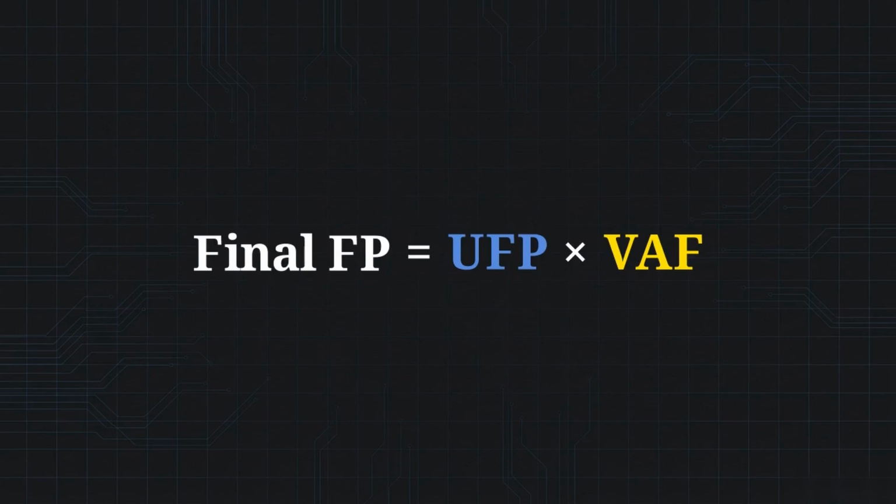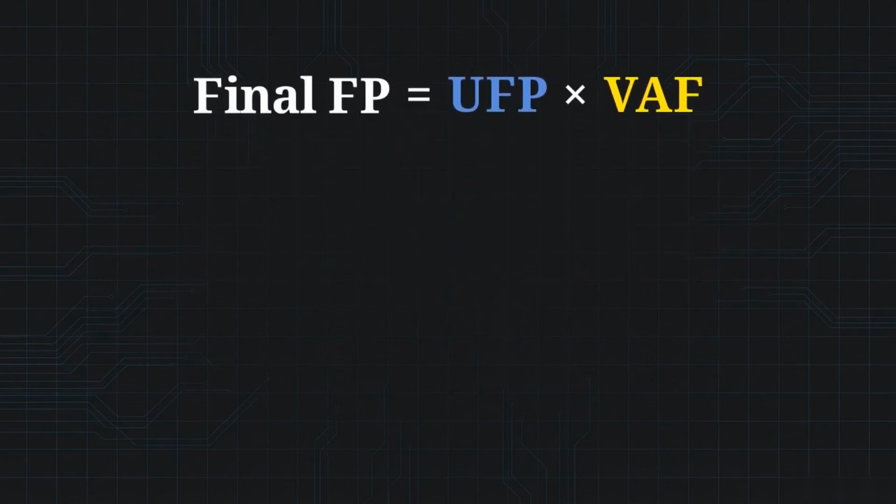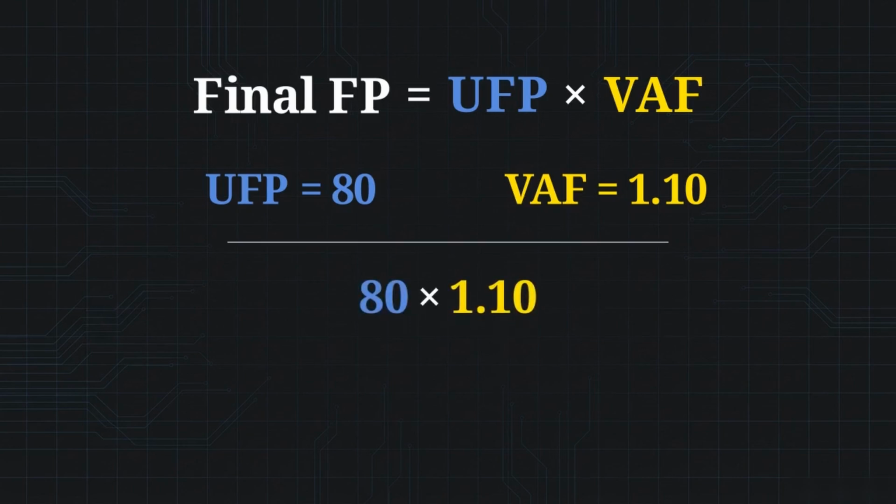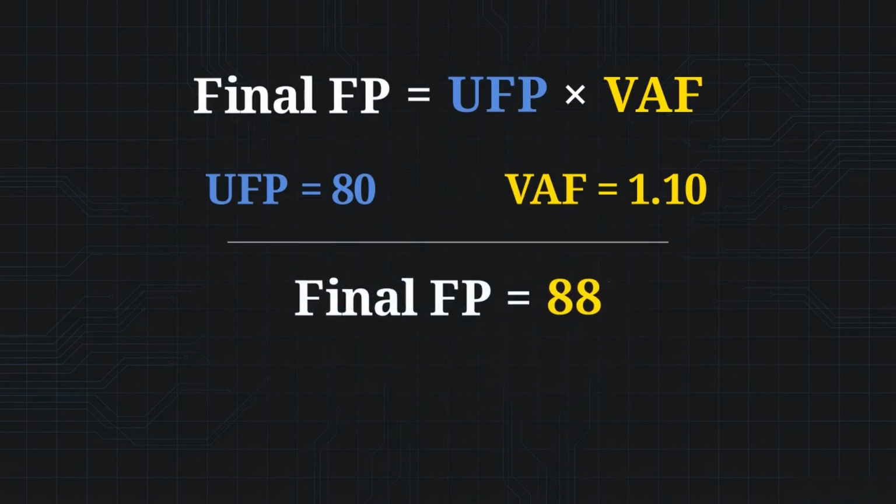The final calculation is straightforward. If our unadjusted function points total 80 and our system's specific technical demands yield a value adjustment factor of 1.10, we multiply them together. We arrive at a final function point score of 88.